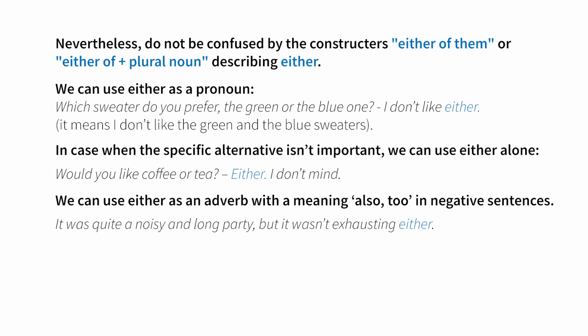We can use either as an adverb with a meaning also, too, in negative sentences. It was quite a noisy and long party, but it wasn't exhausting either. I've never been to the States. I haven't either.